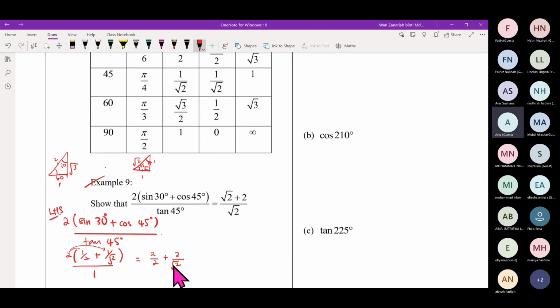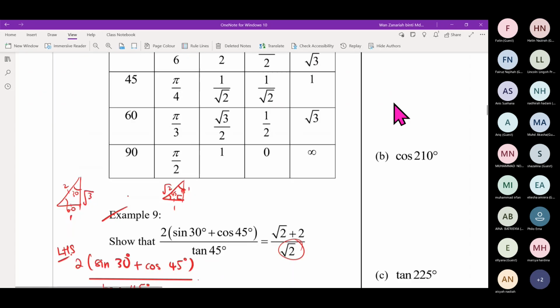So sekarang cikgu, bawah ni dia adalah root 2. Ini kemahirannya. Kemahiran ini yang dia nak uji sebenarnya. Kemahiran you bukannya kemahiran trigonometry ni. Ni kemahiran apa ni? Cikgu nak scroll bawah sikit.